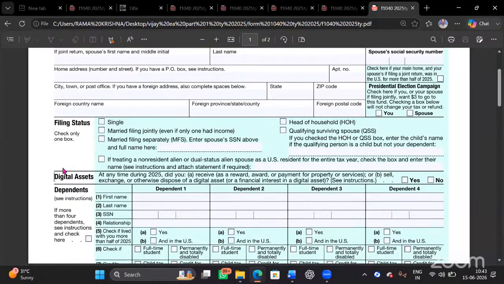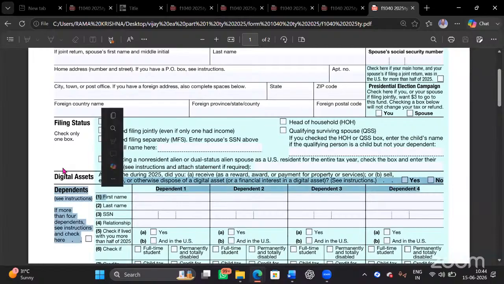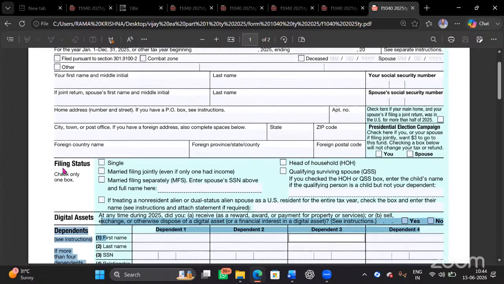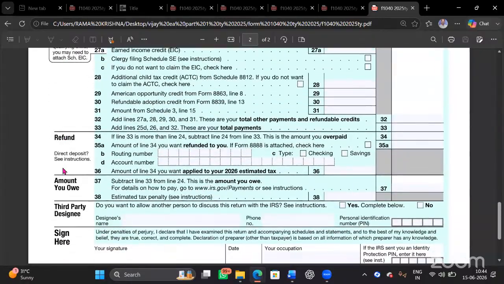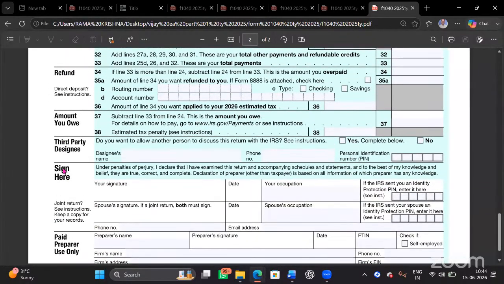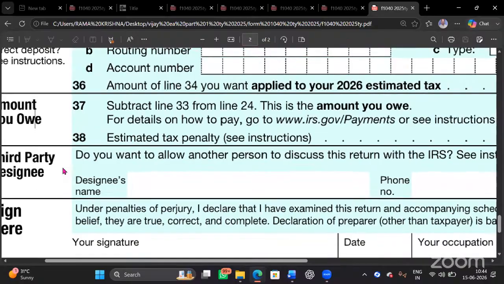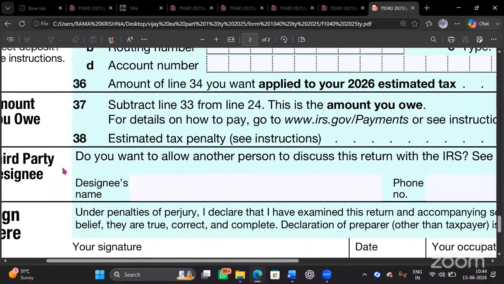Sir, can you give how many items are included in Form number 1040? Total number of items. In the previous class, I already said. Total number of items is 38, sir, 38.